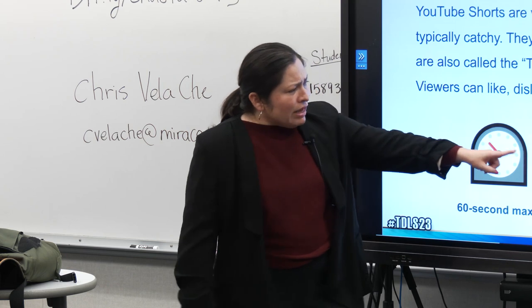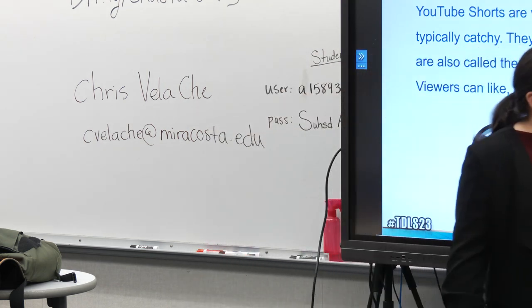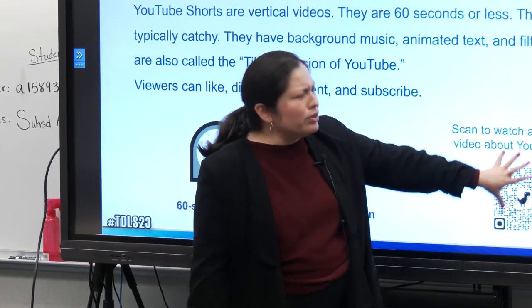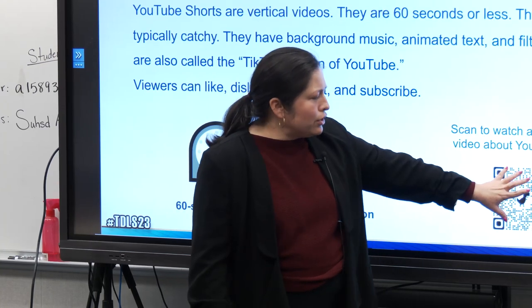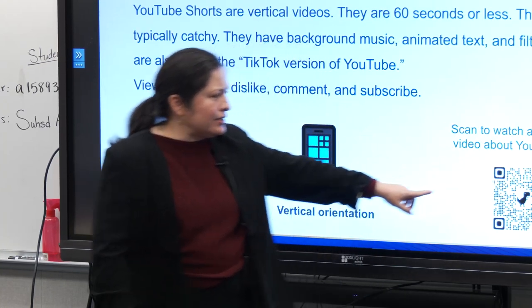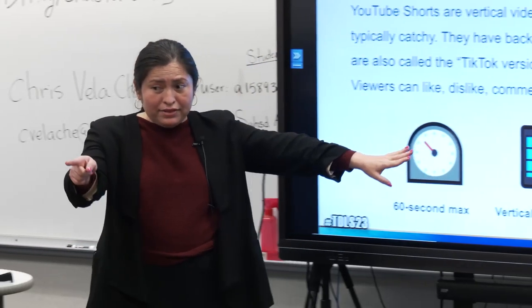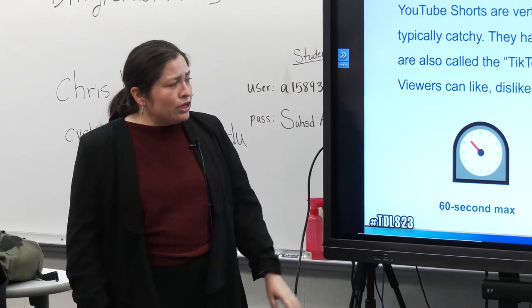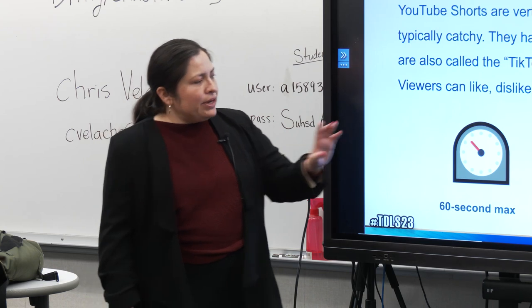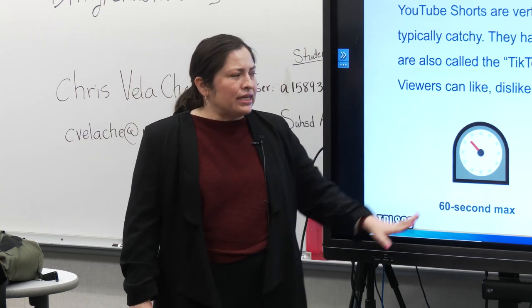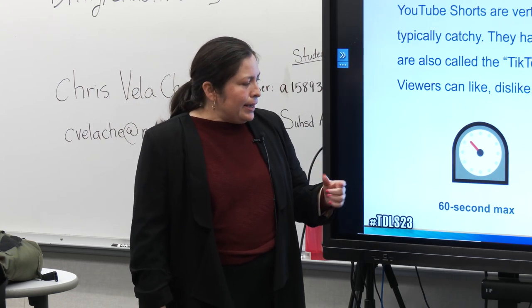So this QR code has a better explanation. Well, it's got more information about YouTube Shorts. It's 6 minutes and 8 seconds. So you have that in your handouts. You can check that at home, but it's a very concise explanation of what YouTube Shorts are.